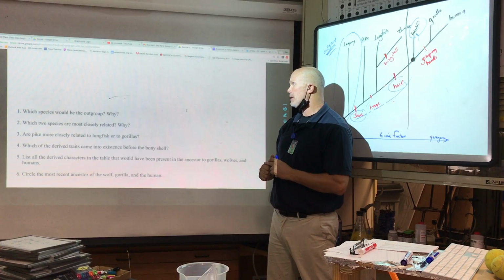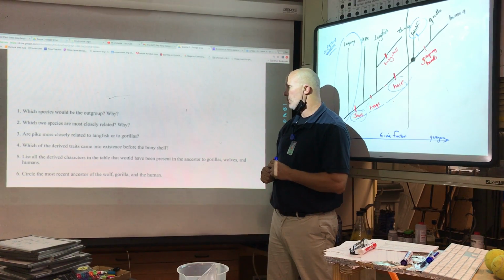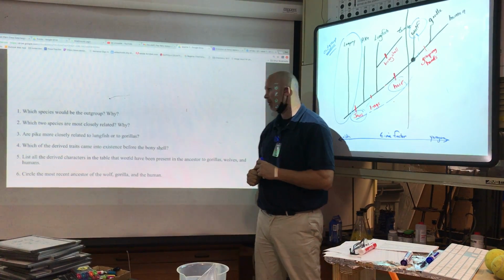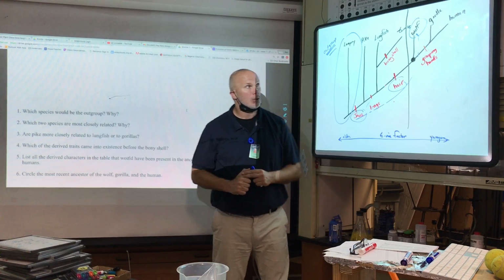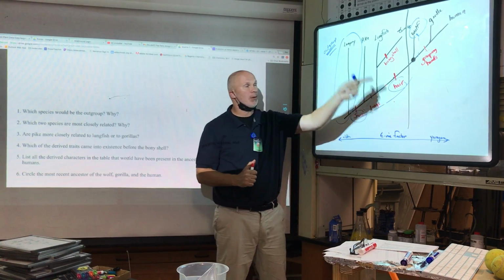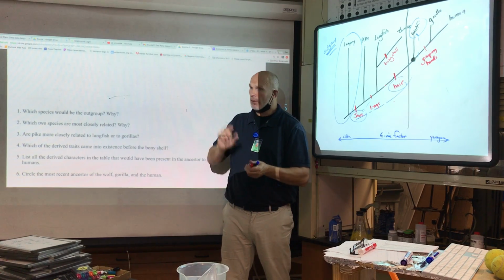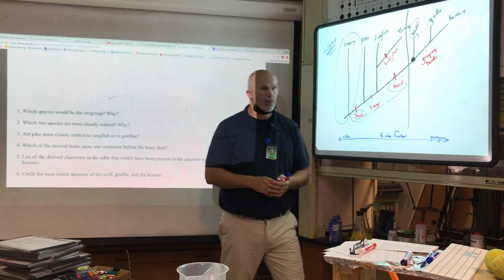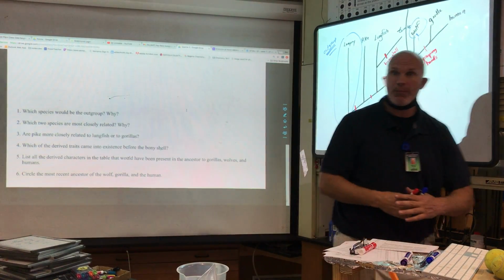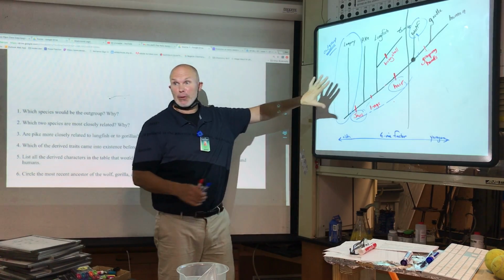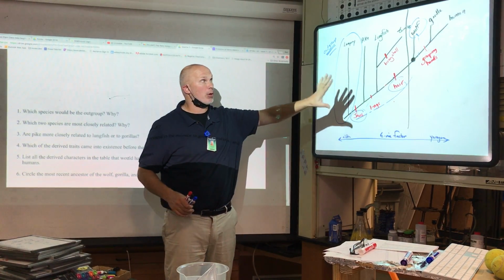Circle the most recent ancestor of the wolf, gorilla, and the human. The most recent ancestor to the wolf, gorilla, and the human. We did that. Okay? All right. Not difficult, a little different. Okay? By the way, this is an example of divergent evolution, going from simpler to more complex.